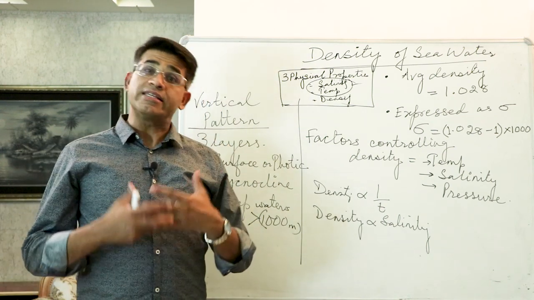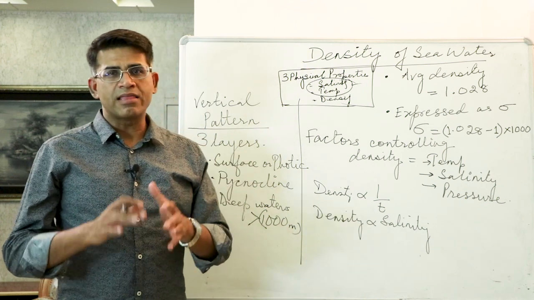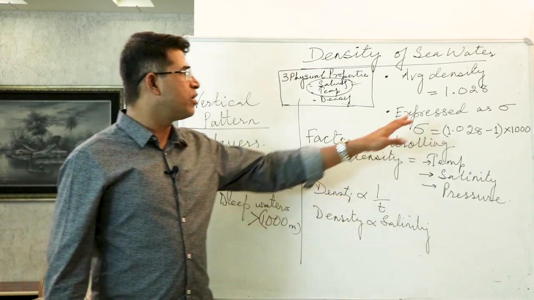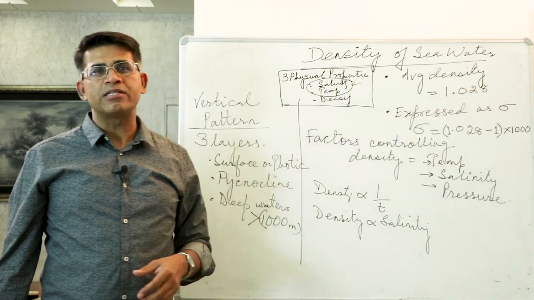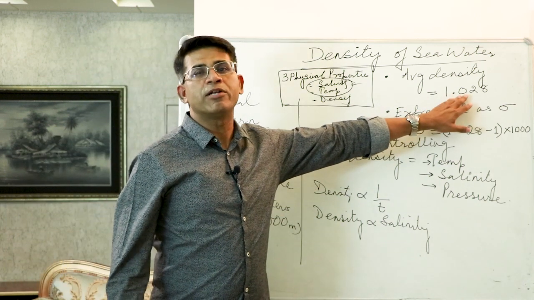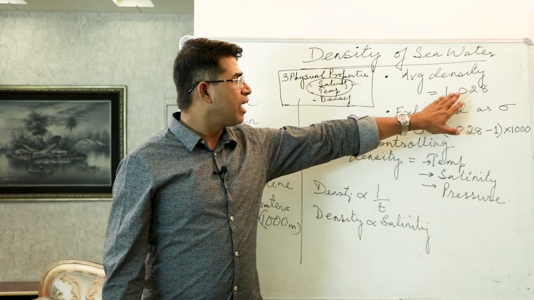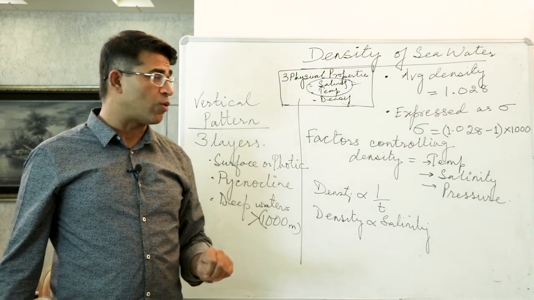Now, seawater is denser than regular pure water, and the density on average is around 1.028. Though the unit is gram per cm cube, because you compare with water, we keep it dimensionless, or unitless rather, and therefore it is 1.028. That's the average density of the ocean waters.